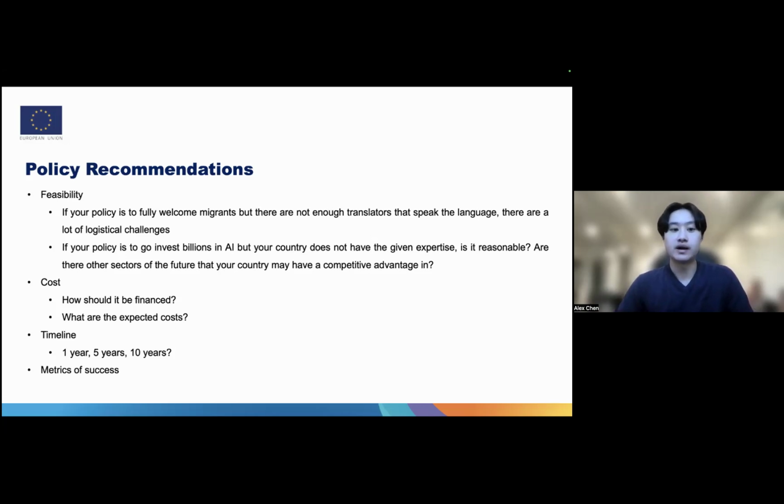And then costs. How is it going to be financed? Are you going to divert funds from the government, funds that your country's currently spending on different programs? Are you going to borrow from the ECB? Are you going to pull funds that are available for the EU as a whole? And what are the expected costs, right? If you're saying, let's just give everybody 1,000 euros every month, that's going to be very expensive, and it's going to have to come from somewhere.